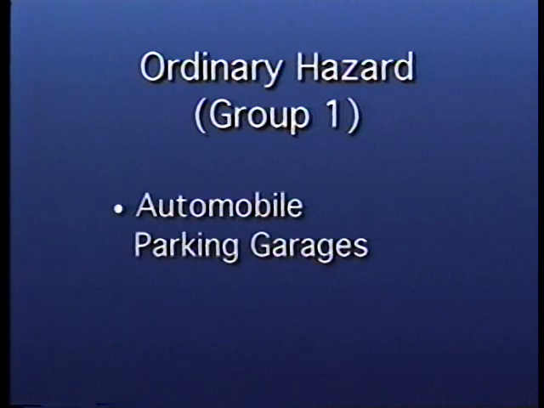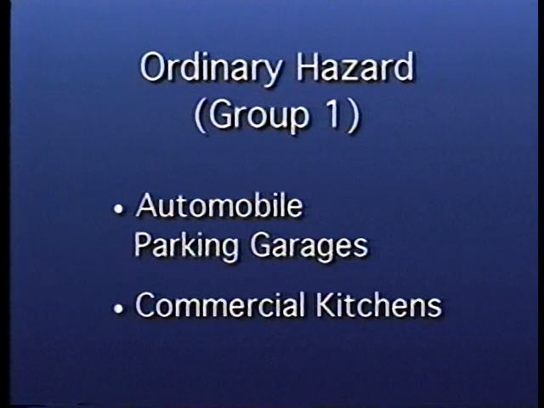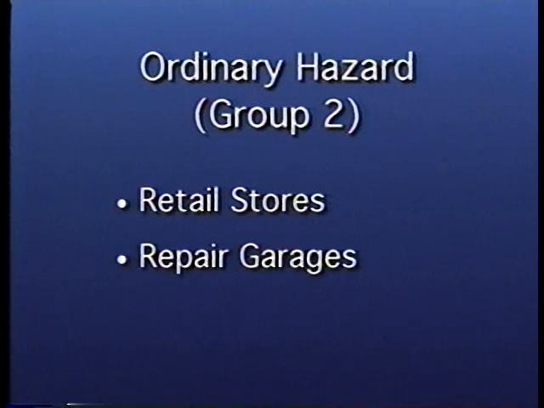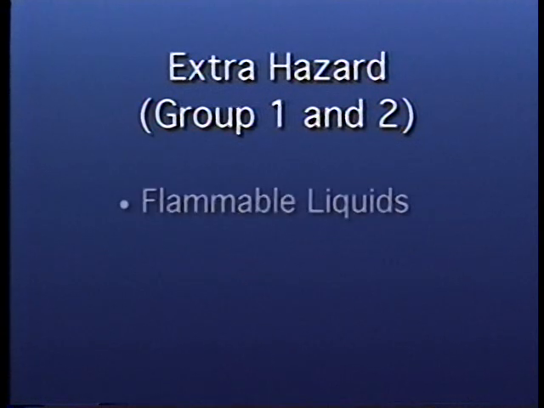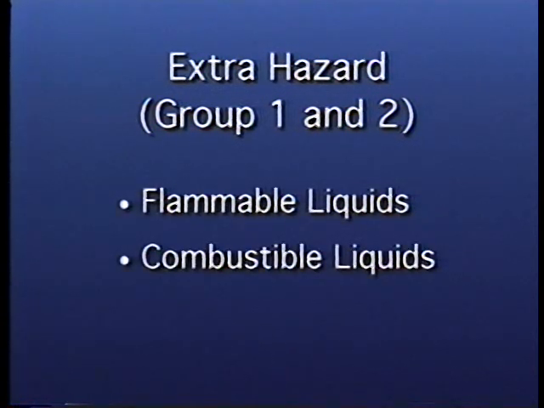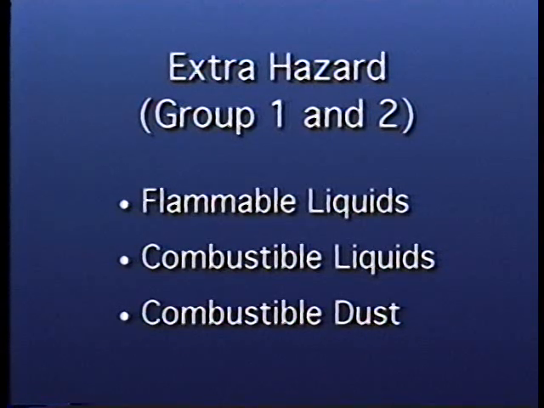Ordinary hazard group 1 and ordinary hazard group 2. Automobile parking garages and commercial kitchens are typical ordinary hazard group 1 occupancies. Retail stores, repair garages, and light manufacturing are examples of ordinary hazard group 2. Extra hazard group 1 and extra hazard group 2. Extra hazard occupancies are characterized by greater quantities and combustibility of contents, such as flammable and combustible liquids, combustible dust, and similar materials.